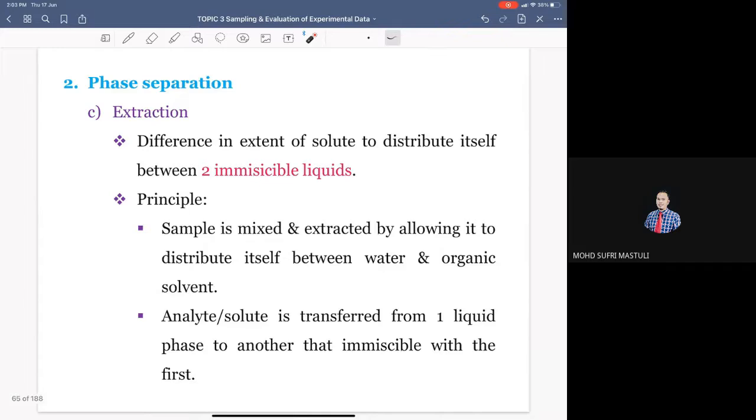All right. Another phase separation technique is by using extraction. It is based on the difference in how a solute distributes between two immiscible liquids. The liquids are not miscible. So the sample is mixed and extracted by allowing it to distribute itself between water and organic solvent. So the analyte or solute is transferred from one liquid phase to another that is immiscible with the first one.